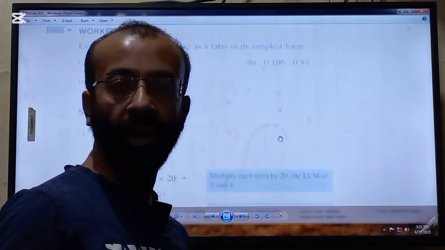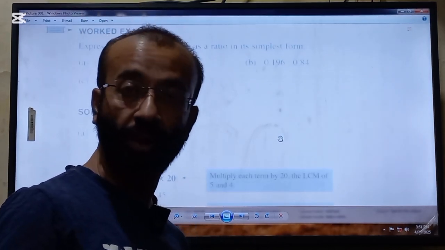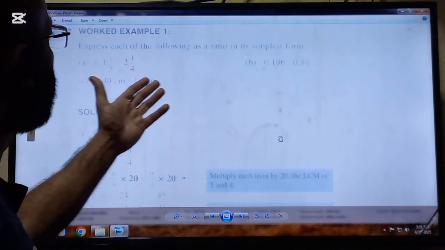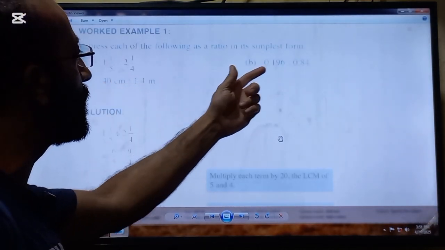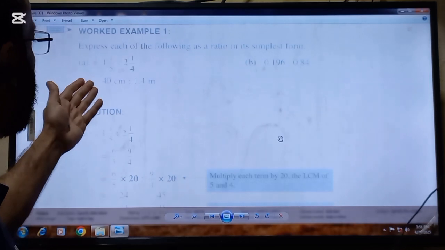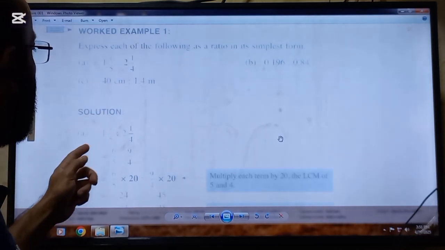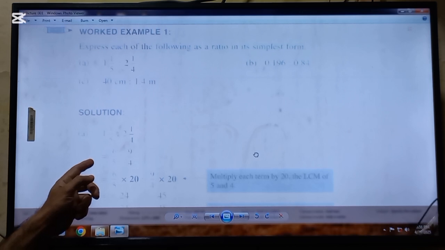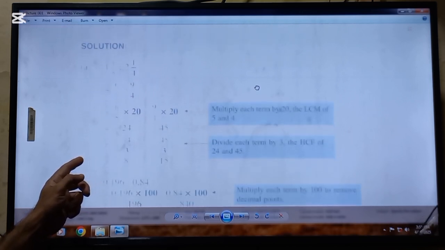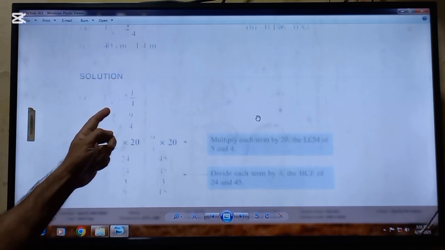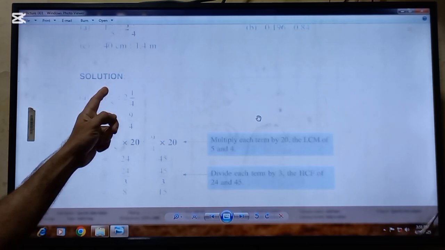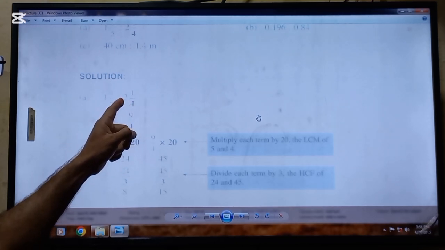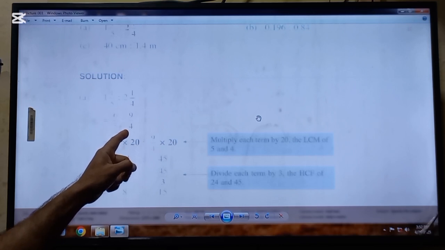Now we are going to solve some questions that will make your concepts more clear. The statement of the question is: express each of the following as a ratio in its simplest form. So here is a question that is given in mixed numbers. So this is the question. First we will convert these into improper fractions by multiplying: 5 1s are 5 plus 1, 6 over 5, ratio 4 2s are 8 plus 1, 9 over 4.